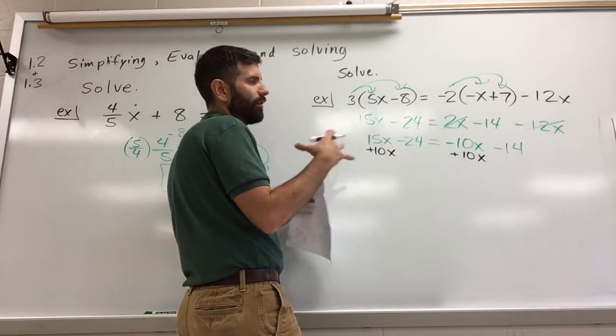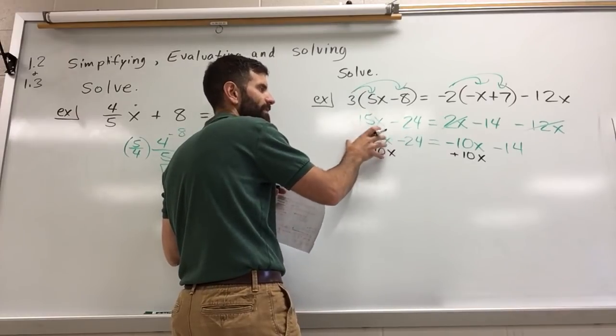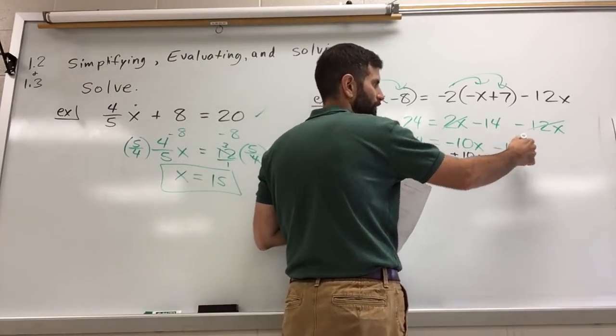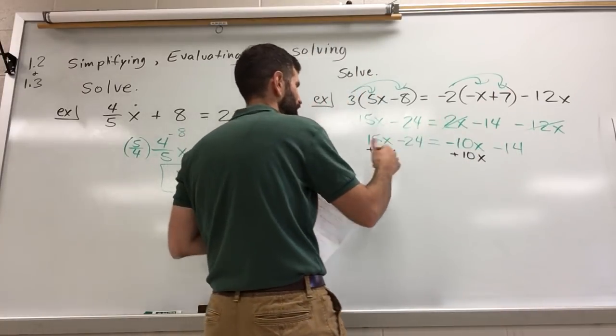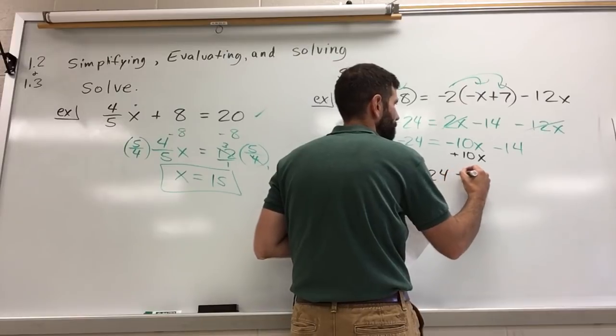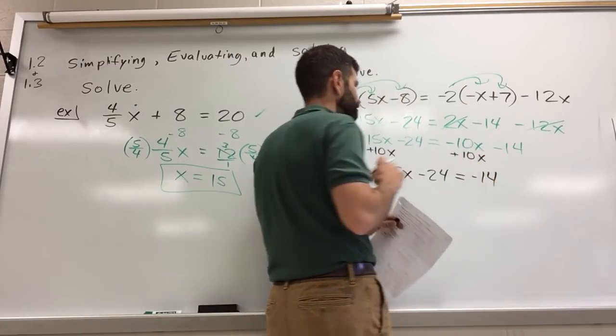Some people already kind of know where we're going with this. They would add the 10x over to get the x's on this side, and then they learn to get the constants on the other side, so they would go ahead and add 24 over. You can do that, but I'm kind of taking things one step at a time. 0 minus 14 is negative 14.